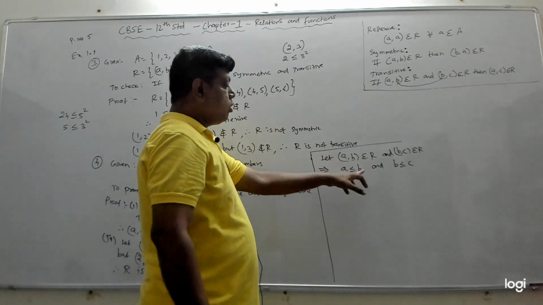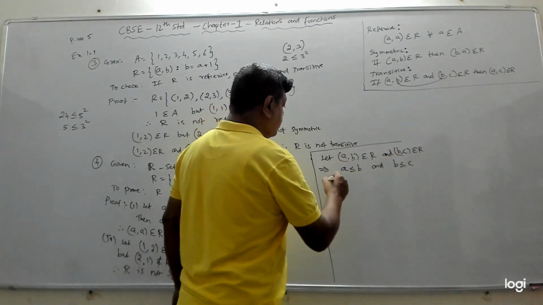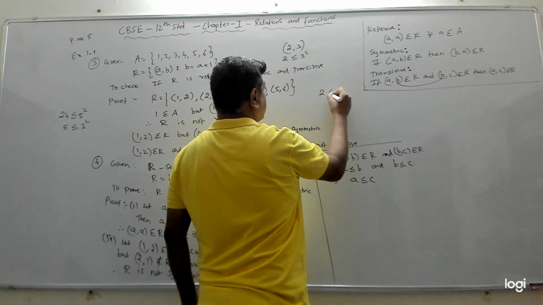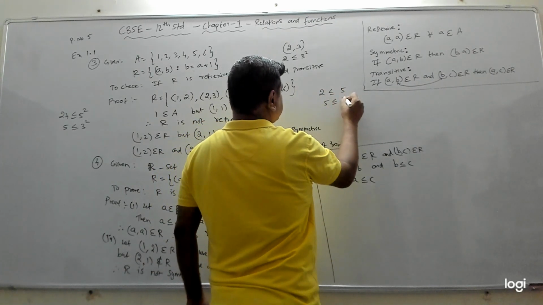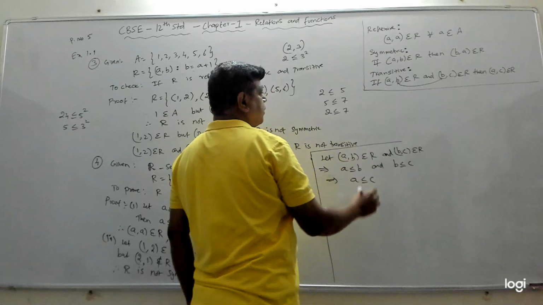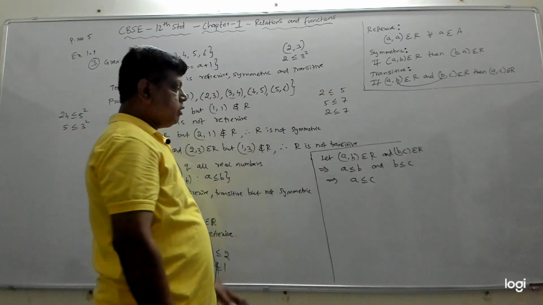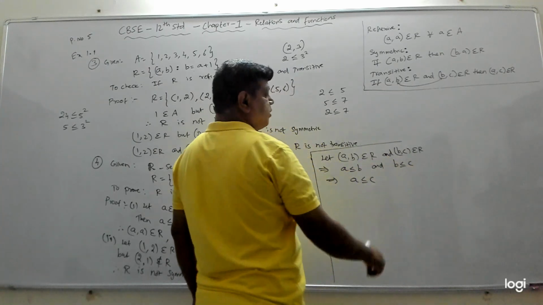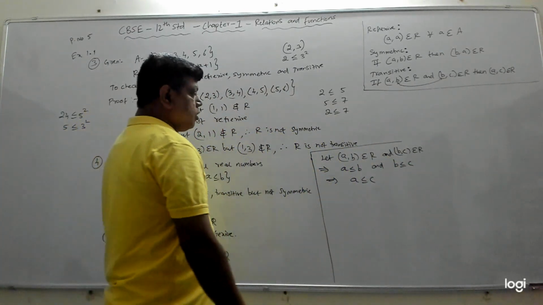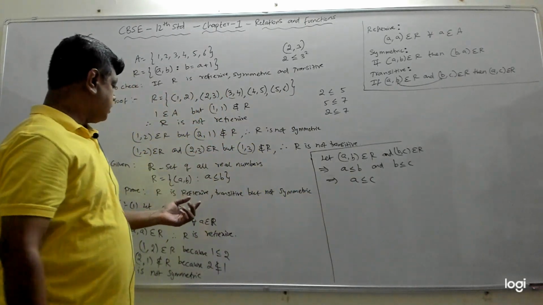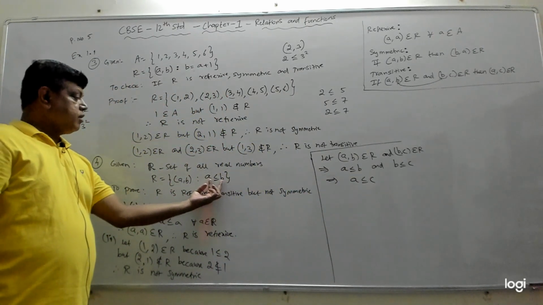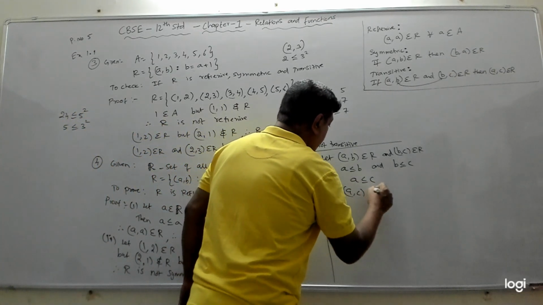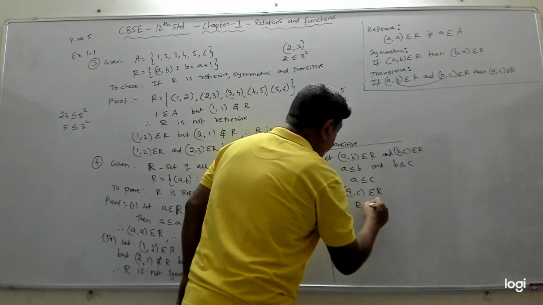When a is less than or equal to b and b is less than or equal to c, then we can say a is less than or equal to c. If 2 is less than or equal to 5 and 5 is less than or equal to 7, then 2 is less than or equal to 7. That is always true. Now a is less than or equal to c, as per this definition, so (a, c) belongs to R. Therefore, R is transitive.